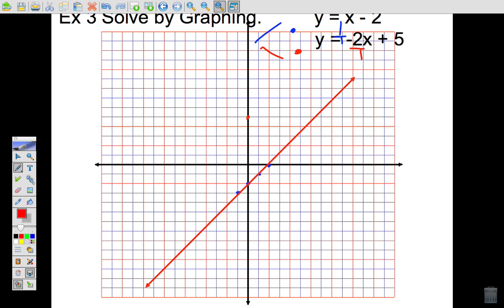And here, I see I made a mistake. I want this first line to be in blue, don't I? So just pretend it's blue. I'll overlap it with blue. Okay, go up 2. Then which way for a downhill slope? Left 1. Up 2, left 1. Or I could go down 2, right 1. And that's going to be my line in red. Something like this.